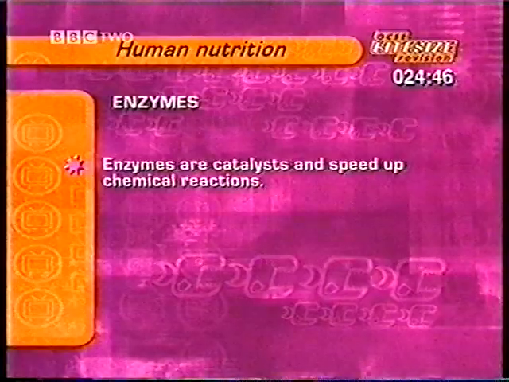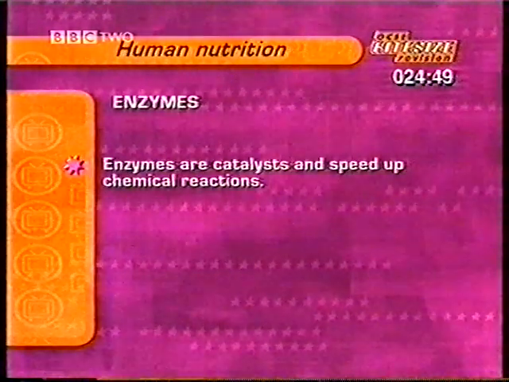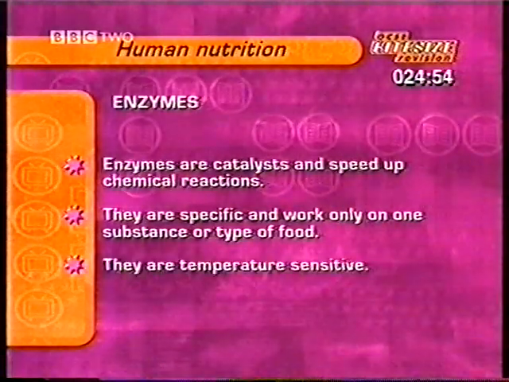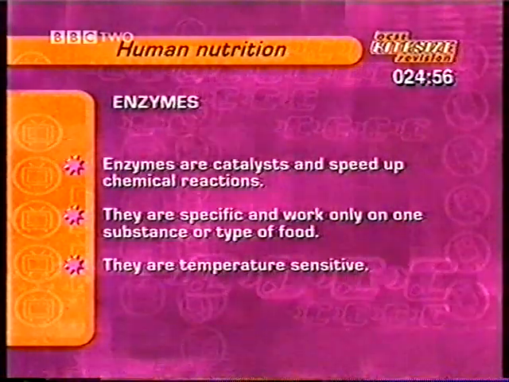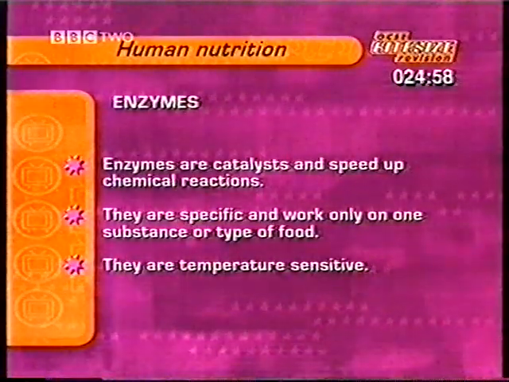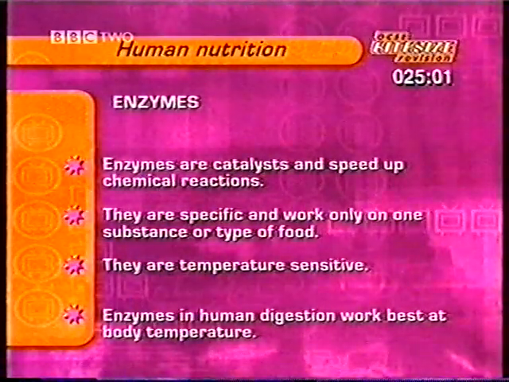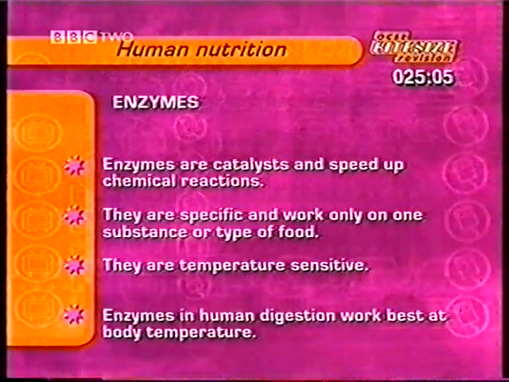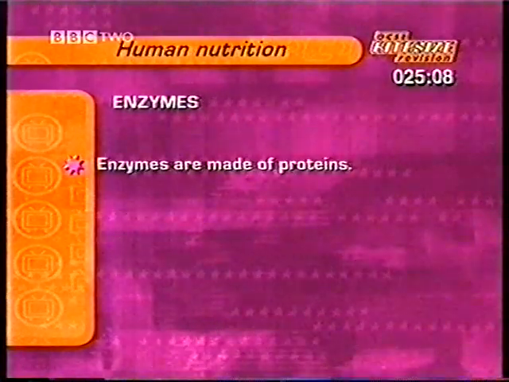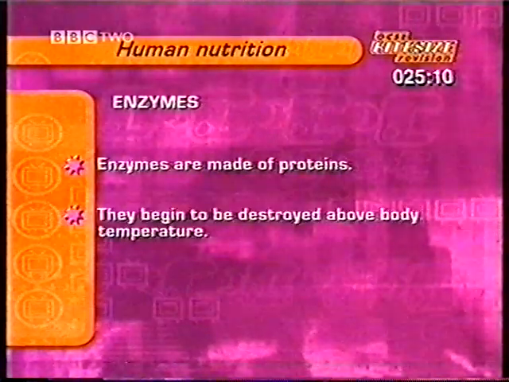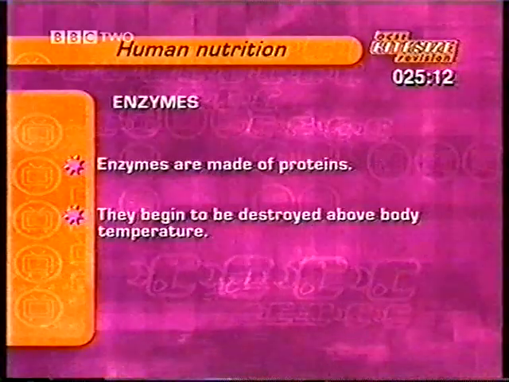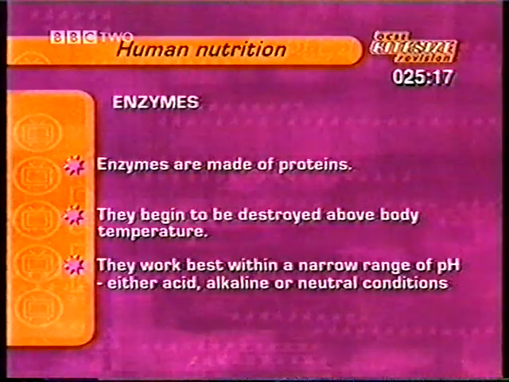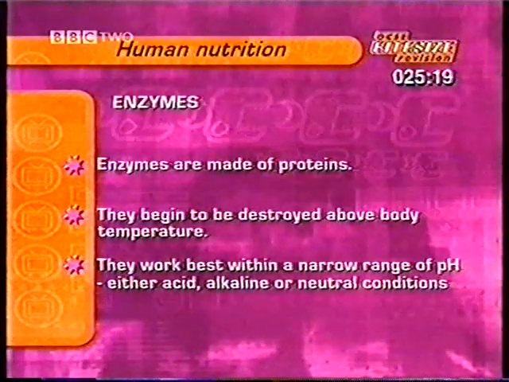All enzymes are catalysts and speed up chemical reactions. They're specific, which means they work only on one substance or type of food. They're temperature sensitive and work best within a narrow range of temperatures. Enzymes involved in human digestion work best at body temperature, around 37 degrees Celsius. They are made of proteins and begin to be destroyed at temperatures much above body temperature. They work best within a narrow range of pH, that is, in either acid, alkaline or neutral conditions.